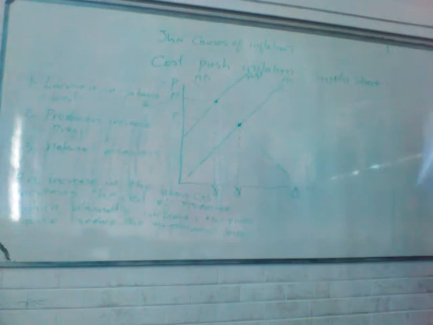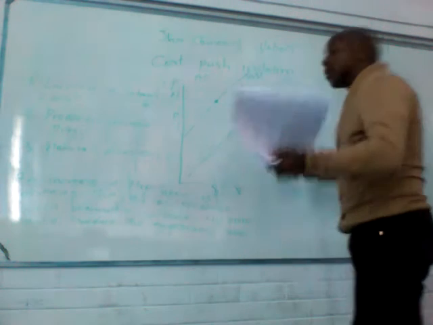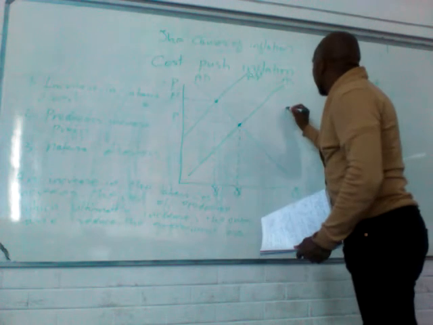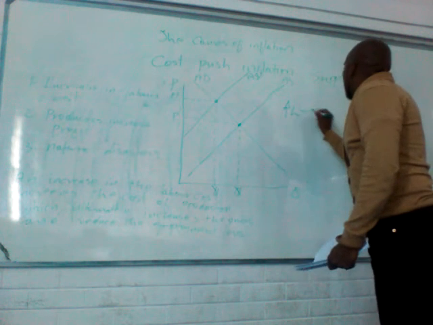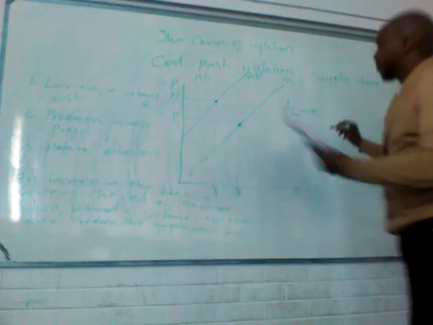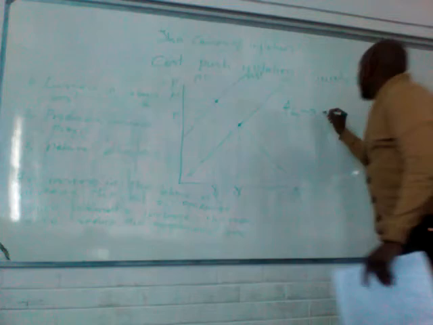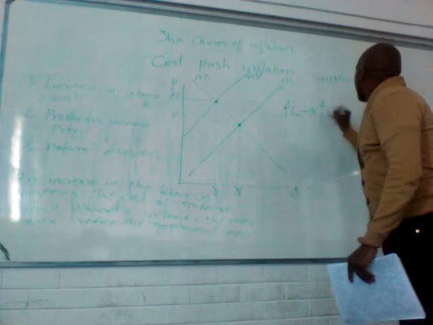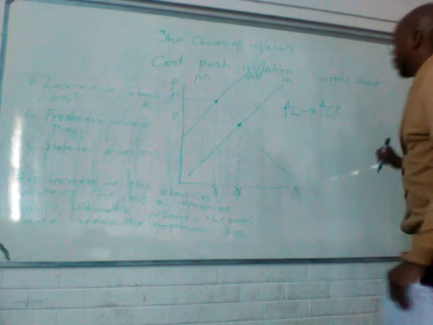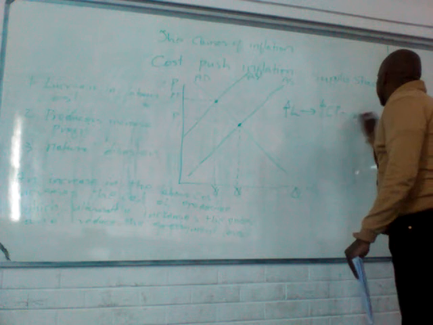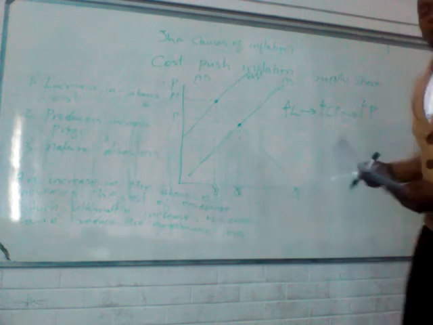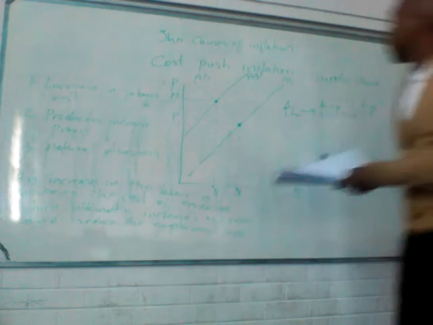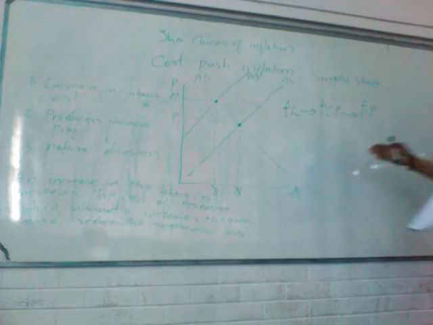So in terms of algebra, we'll say that an increase in labor cost will cause an increase in the cost of production, which will ultimately increase the prices. So that is how we explain cost-push inflation, also known as a supply shock.